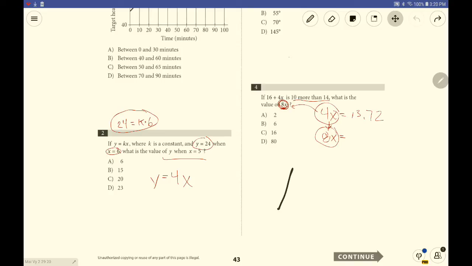Oh, number 2, we didn't do number 2. So they tell you that y equals 24 when x equals 6. That's an example of they tell you a solution that works. And when they tell you a solution that works, always plug it in. Find out that k equals 4. So we're trying to find out what y is when x equals 5. So y equals 4x. Y equals 20.